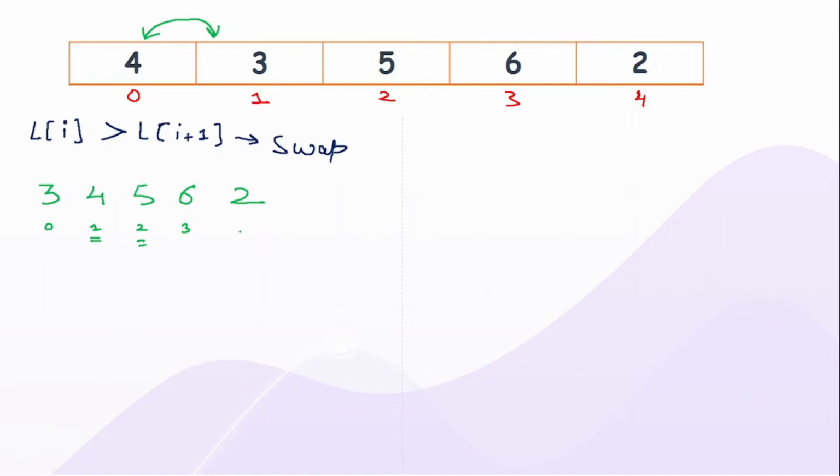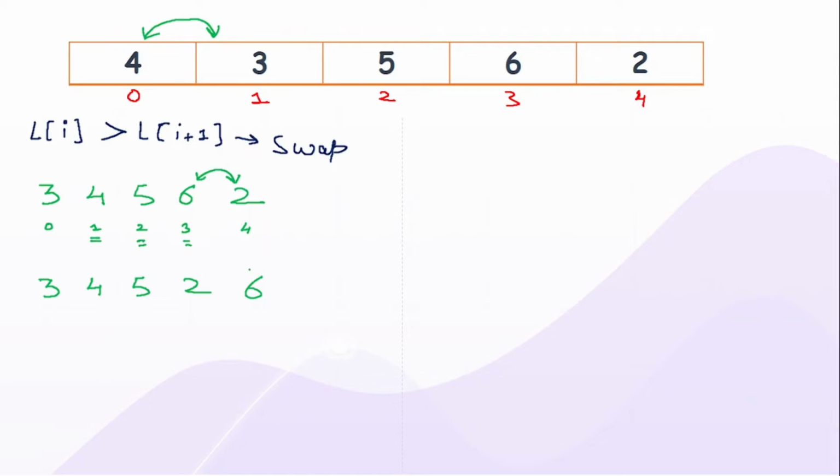So we'll move ahead to the third index location and compare it with the fourth index location. Therefore, we'll compare 6 and 2. Since 2 is smaller than 6, we will swap 6 and 2. So after swapping, the list will become 3, 4, 5, 2 and 6. Till now, we have traversed the entire list once.